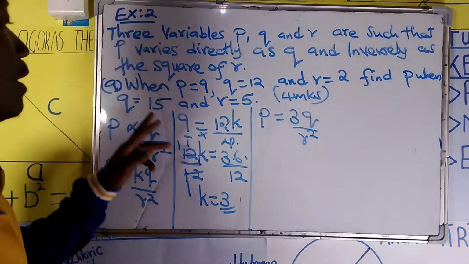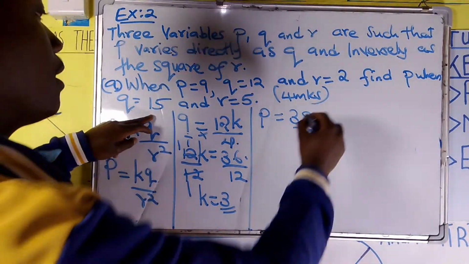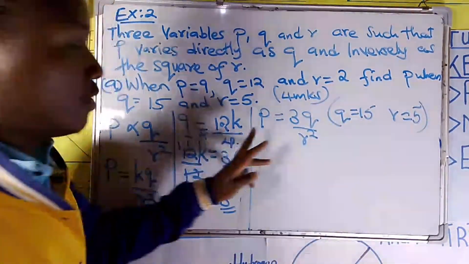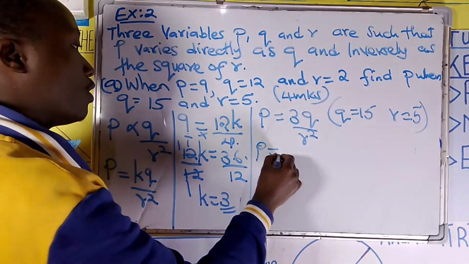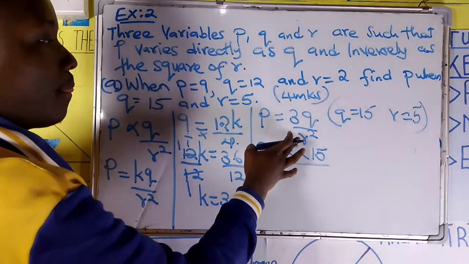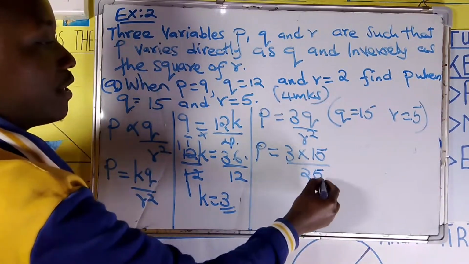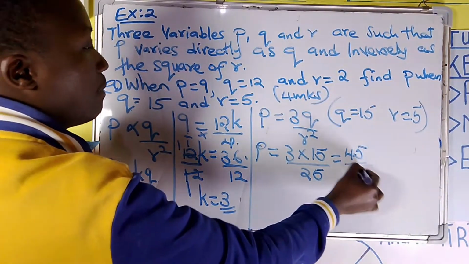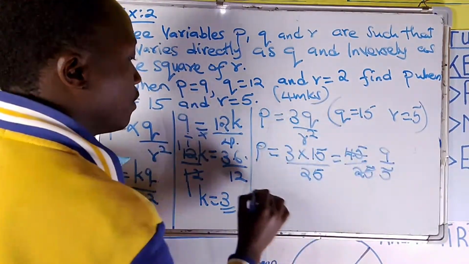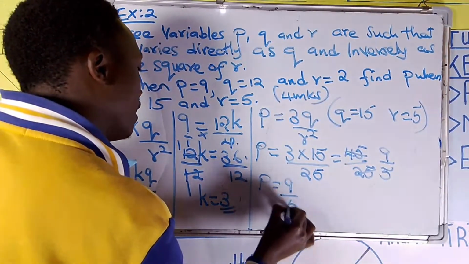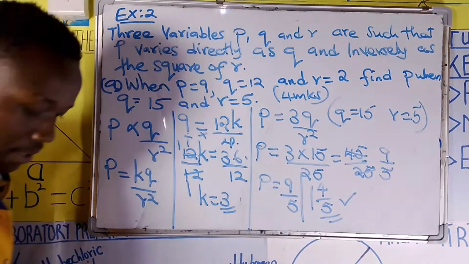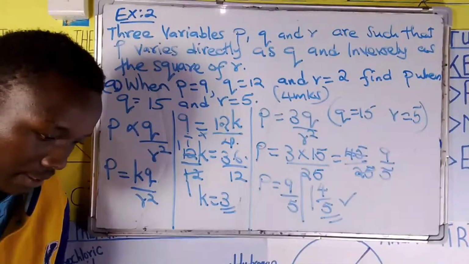So we are being told to find P when Q is 15 and R is 5. So how do we find P? P is equal to 3 times Q, which is 15, that is 45, over R squared, which is 5 squared, which is 25. So what is 45 divided by 25? By 5, 9, by 5, 5. So our P will be equal to 9 over 5 or 1 whole 4 over 5. That is our P.